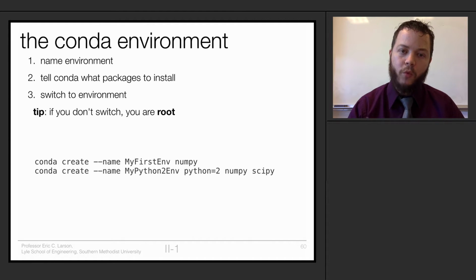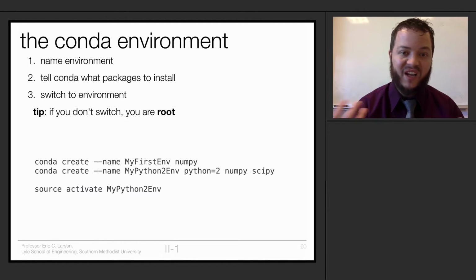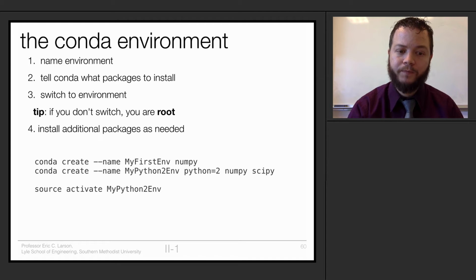Now, when you want to switch to an environment that you're using, you'll have to actually say source activate and tell it which Python environment you actually want to be using, right? If you don't, so let's say you open up a terminal and just type python to open it up, you're actually going to be inside the root directory. So you're not inside any particular environment, you're just where Python was installed, right? So if you don't switch environments, you're logged in as the root.